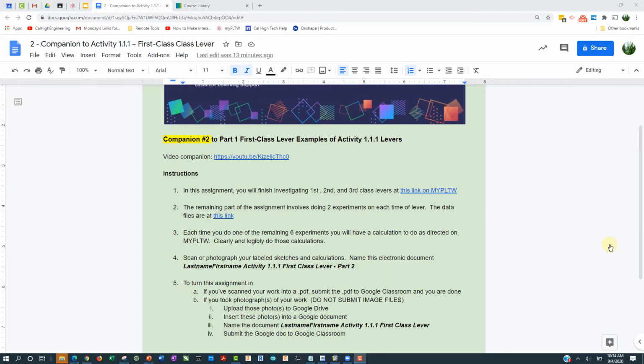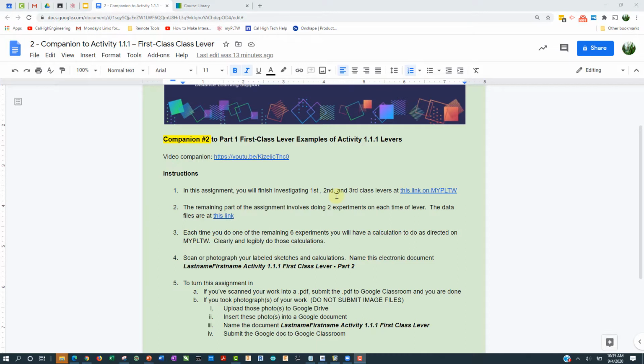Go ahead and complete the experiments for the lever. These experiments are simulations in which we use CAD created devices to make measurements, and then the data is given to you in the form of a data graph. So this is companion number 2 to part 1, first class lever.